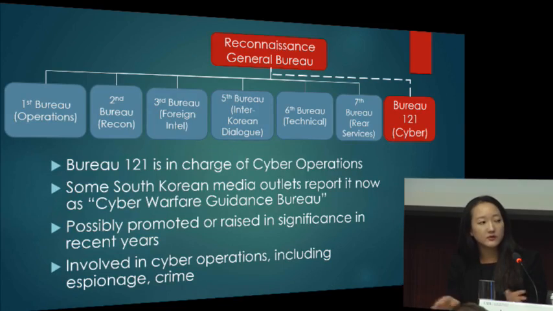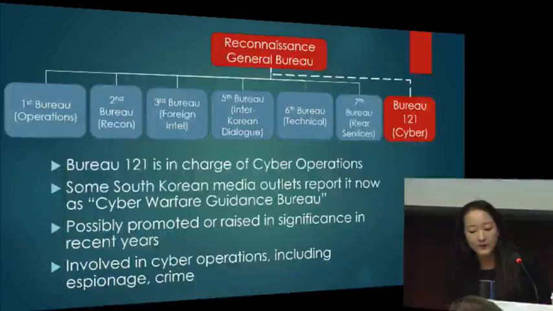So under this general context comes in Bureau 121, which is the main organization which seems to be in charge of cyber operations within the North Korean government. In recent years, South Korean media outlets have reported that Bureau 121 is also alternatively identified as the Cyber Warfare Guidance Bureau, or for those of you who speak Korean, Saibojeon Chidoguk.